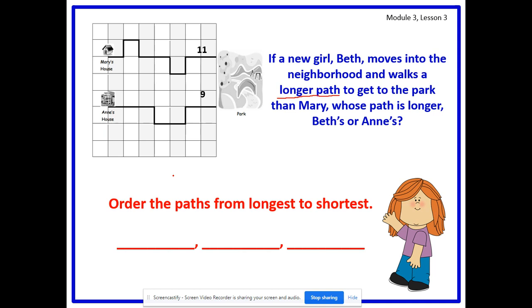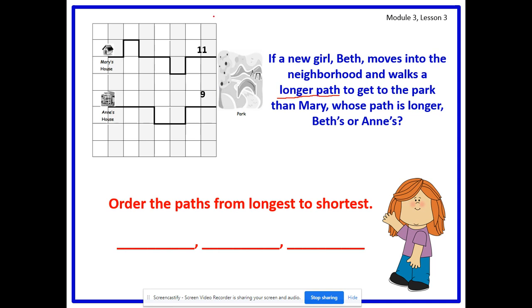So let's picture this in our mind, boys and girls. A new girl moves in, and her path is going to be longer than Mary's. So here we have Mary's, and Mary's is already 11. So that means Beth's path has to be longer. So it would be longer than 11 city blocks. So whose path would be longer? Beth, that's longer than 11, or Anne's? Get ready.